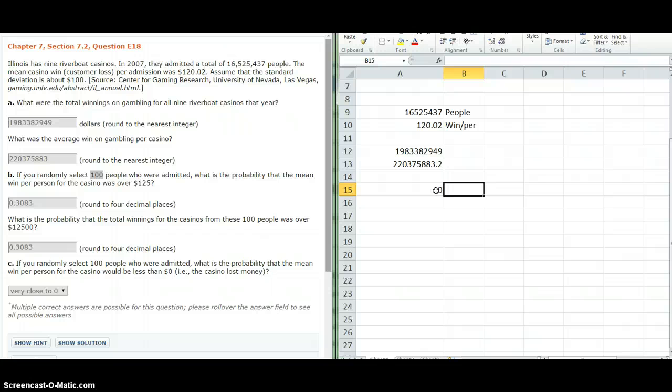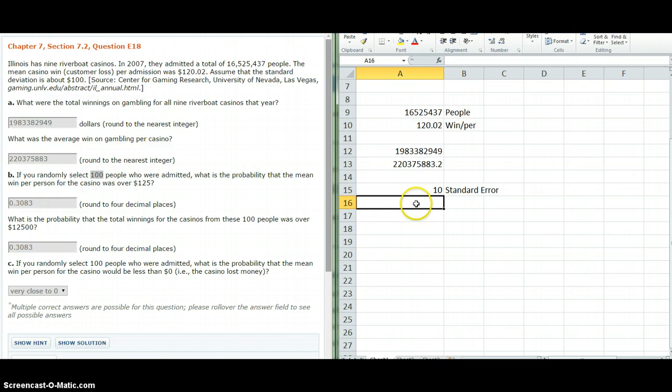And what this is called is the standard error. Again, this is the standard deviation of the distribution of sample means. So instead of the original distribution, which had a standard deviation of 100, this is the adjusted standard deviation for when we have an entire sample of people.